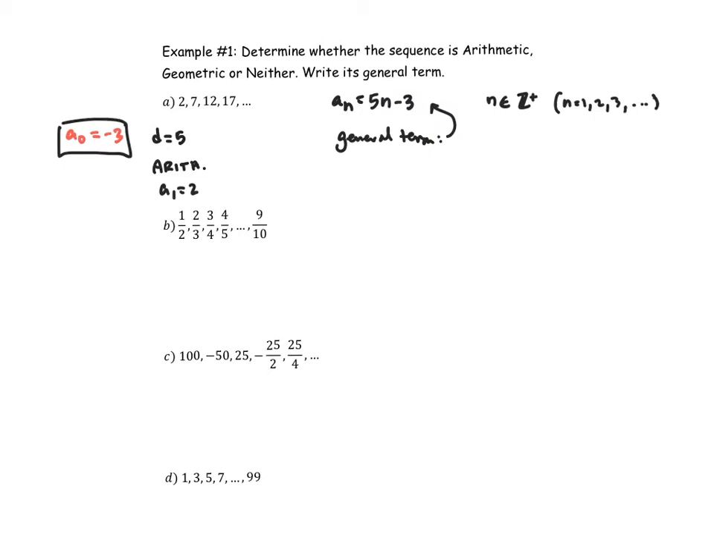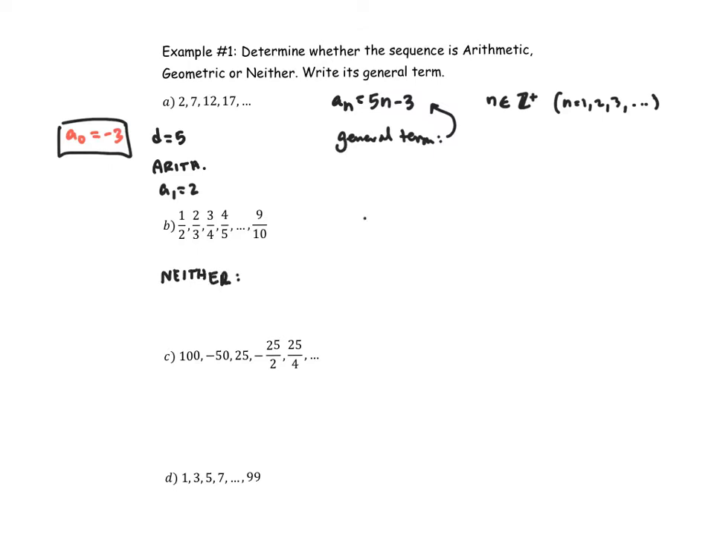Okay, let's look at part B. So it looks to me like this is not linear. It doesn't look to be geometric either, right? I'm not multiplying 1/2 by something to get 2/3. And that same common ratio wouldn't apply to get to 3/4 for the third term. So I'm going to say this is neither. And I'm going to generalize it.